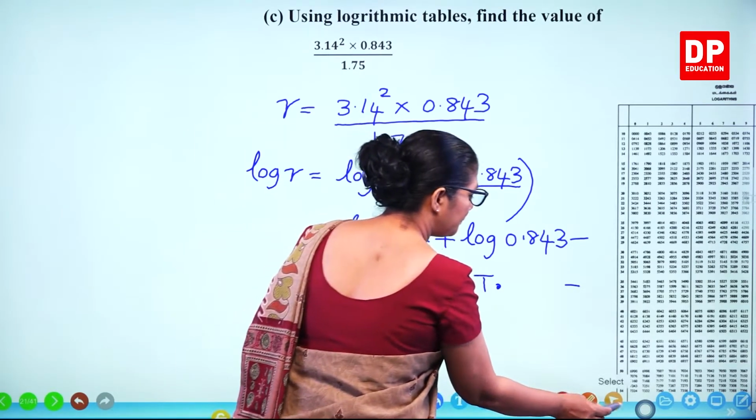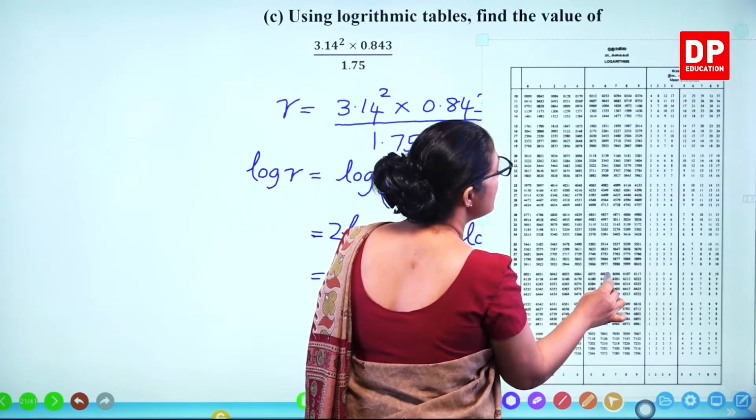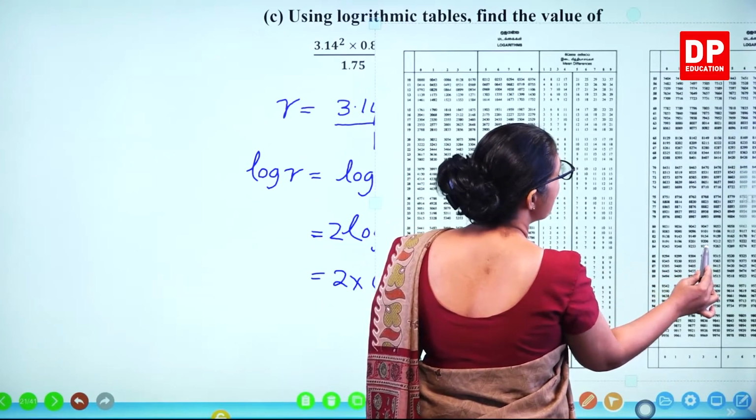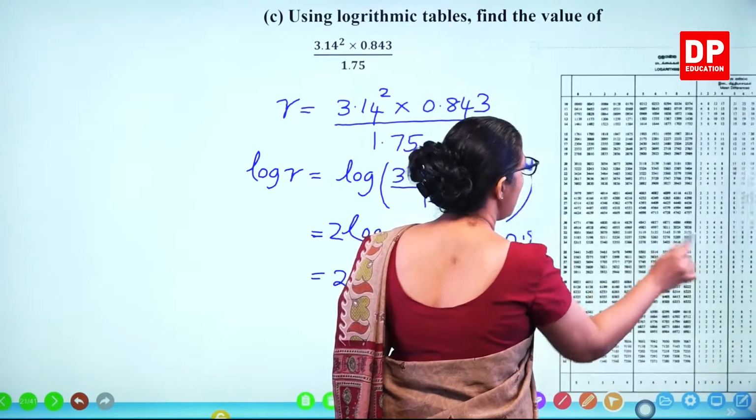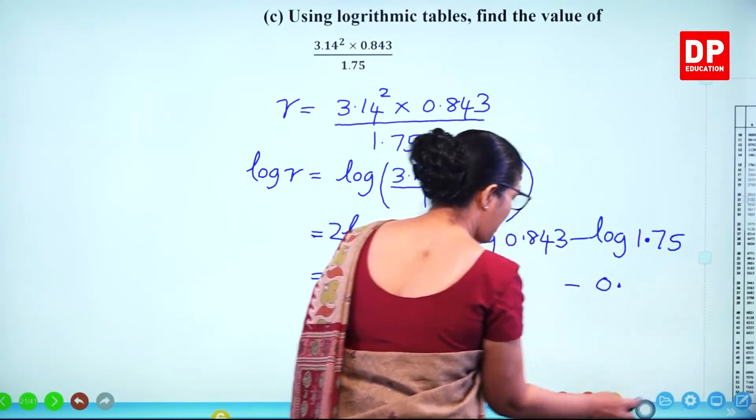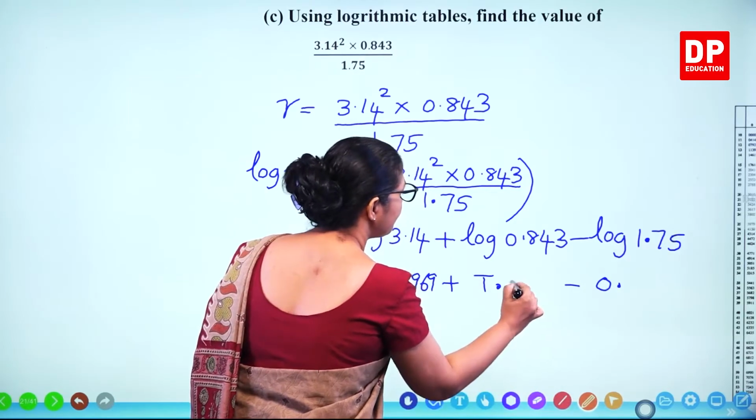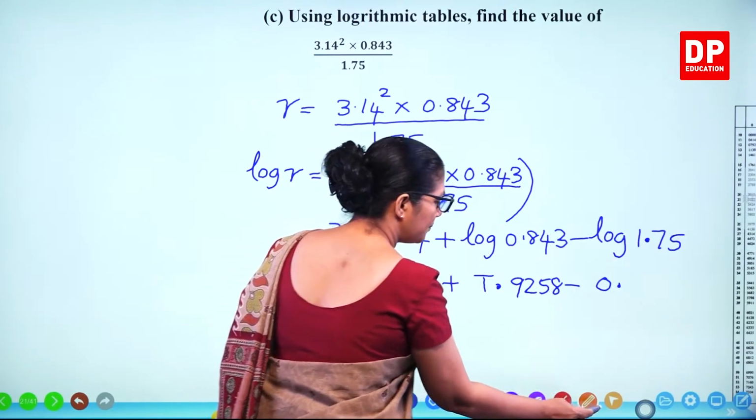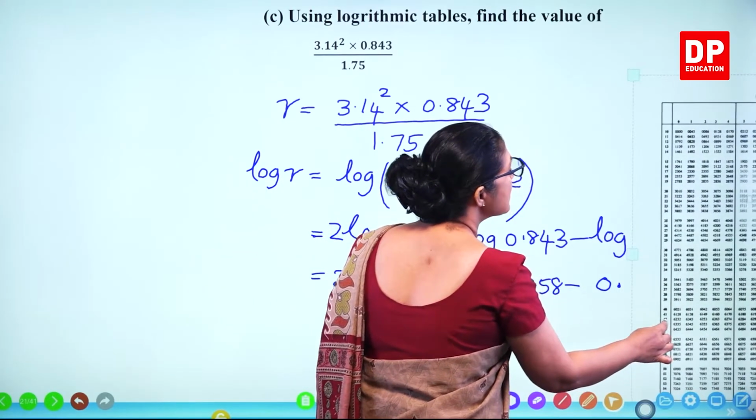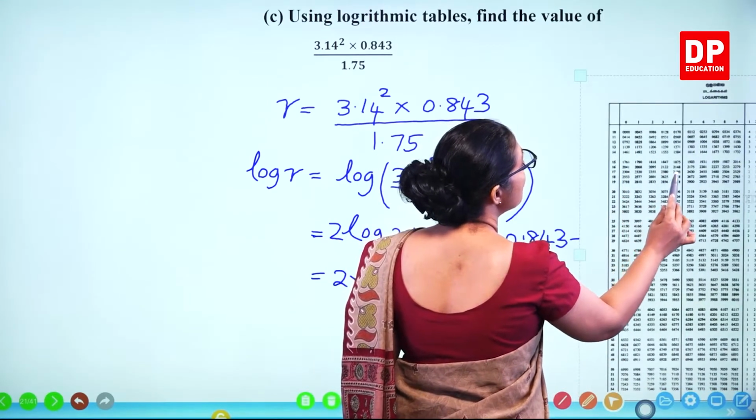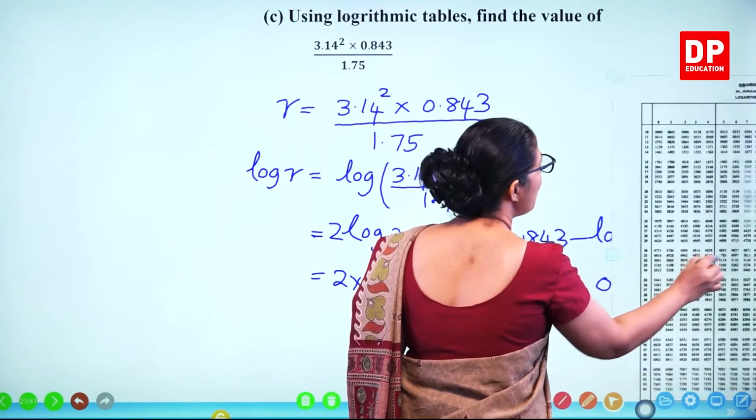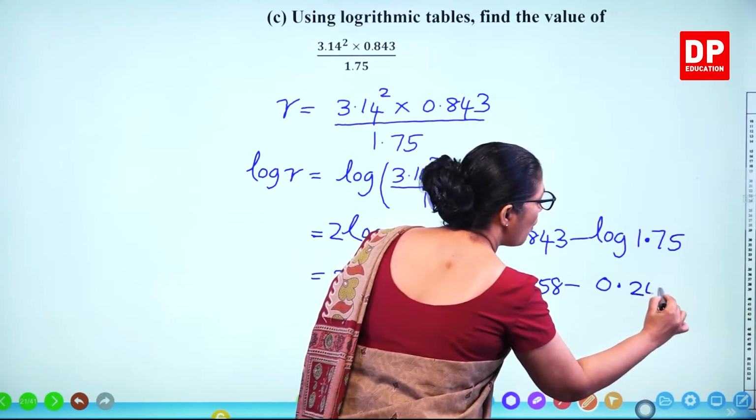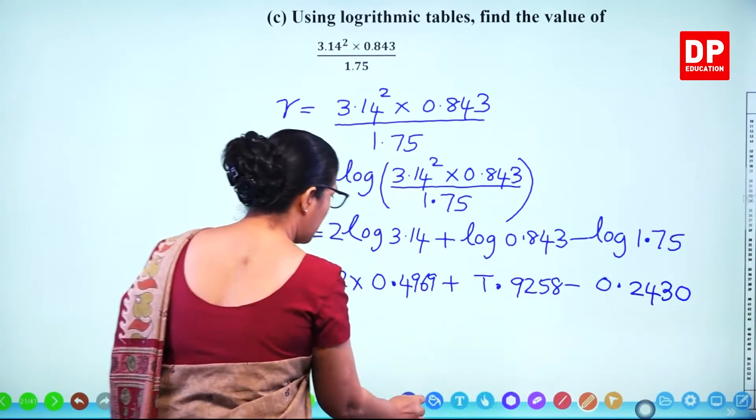Then we need 84.3. 84 in the second table, 3, gives 92.58. Now we have to refer to 17.5. 17.5 gives 2430.